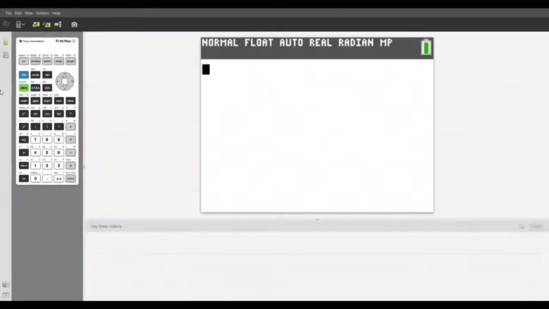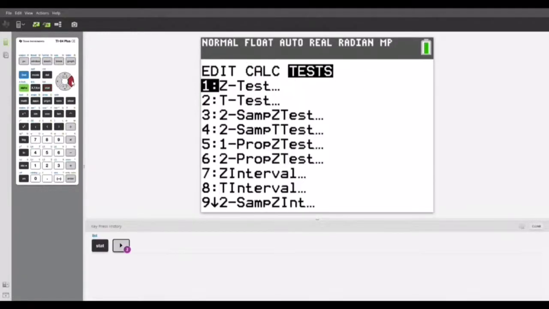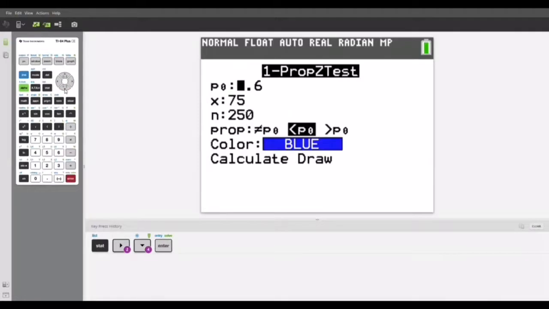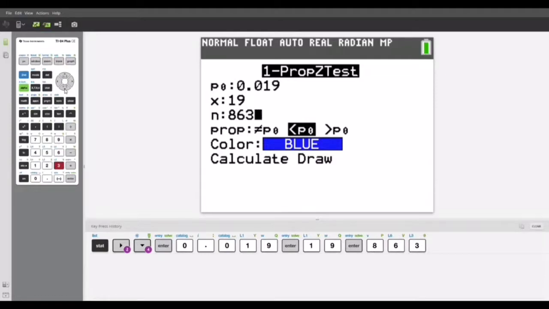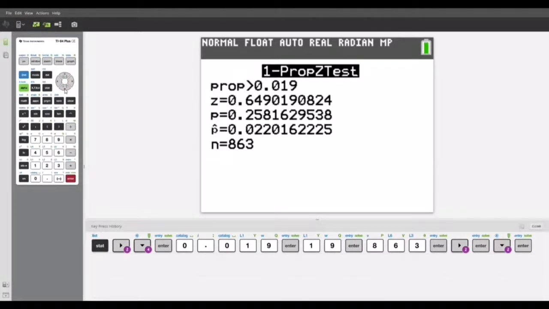We're going to go to stat, test, one prop z test. Our P naught for this problem is 0.019. Our X value that we have is 19. N, our sample size, is 863. Our alternative hypothesis is greater than. Go down to calculate, select enter, and again you get your Z, which is your test statistic. You get your p-value.